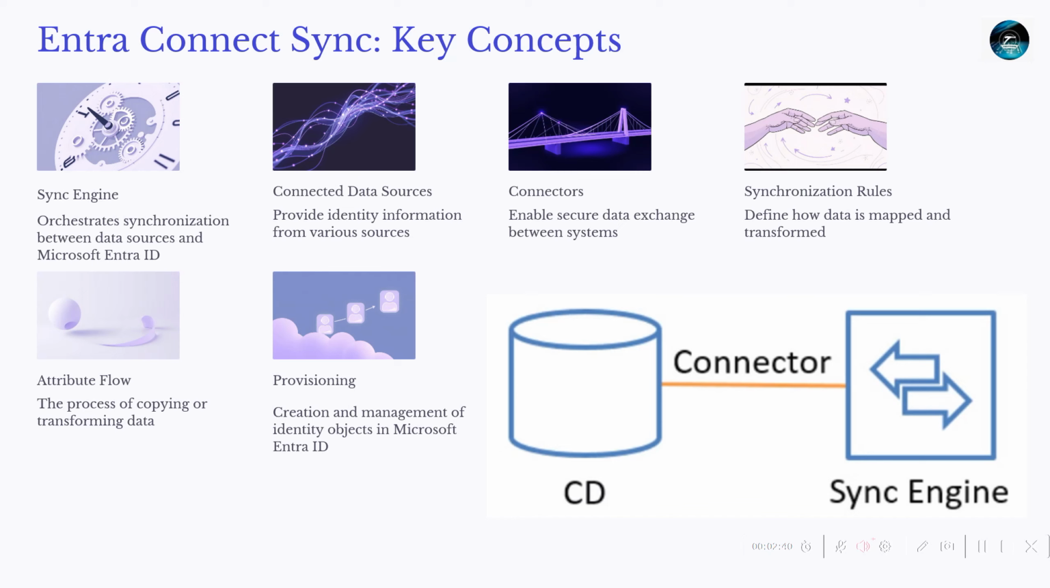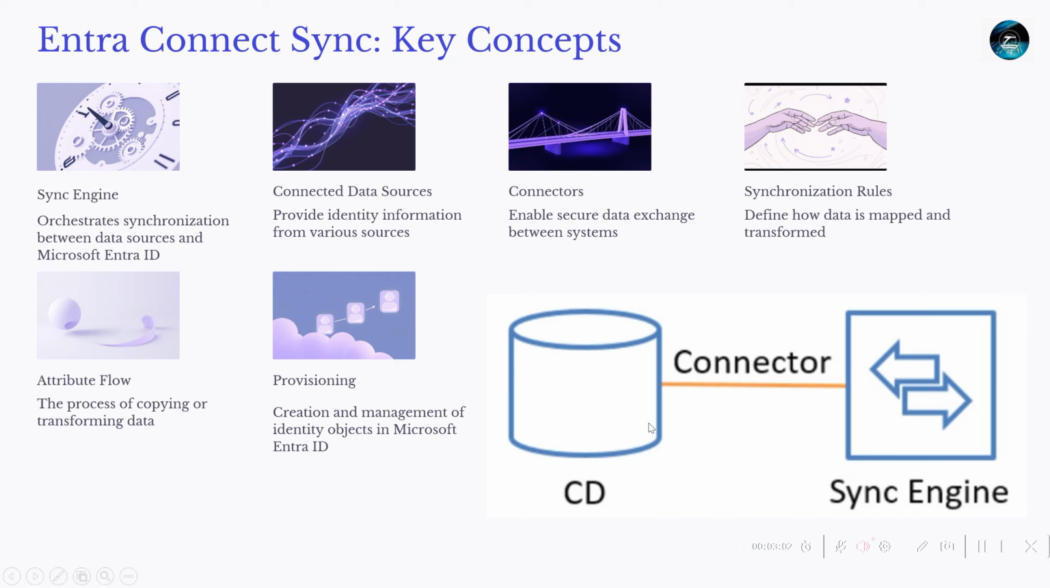Synchronization rules. Synchronization rules are guidelines that determine how data is matched and synchronized between different systems. They help ensure that the right information is updated and maintained consistently across all connected data sources. These rules define which data should be synchronized, how it should be transformed, and where it should be sent.